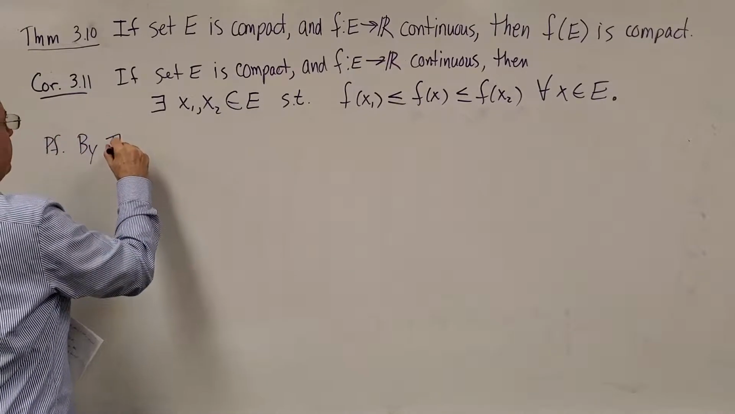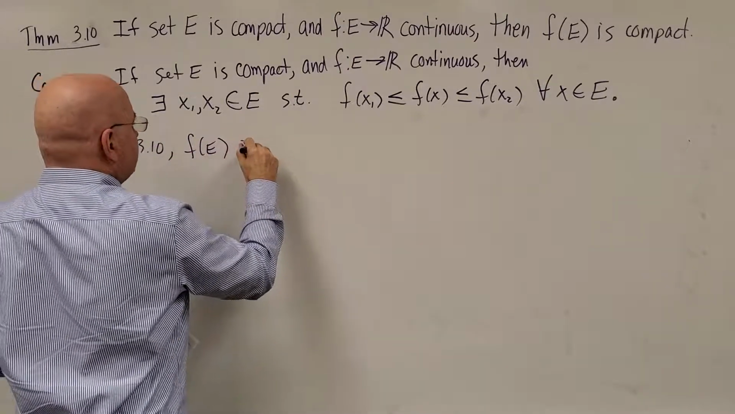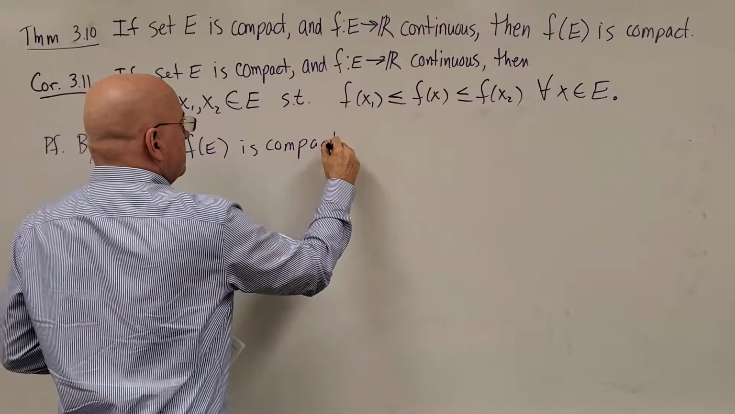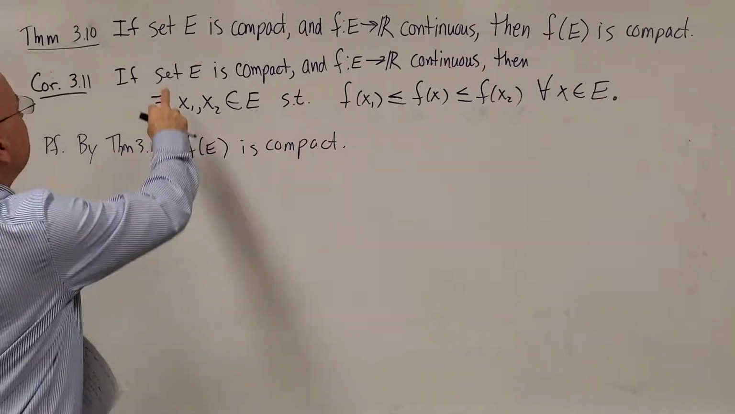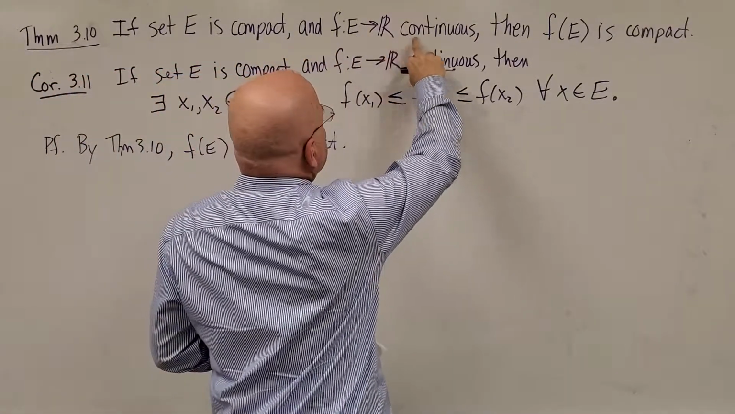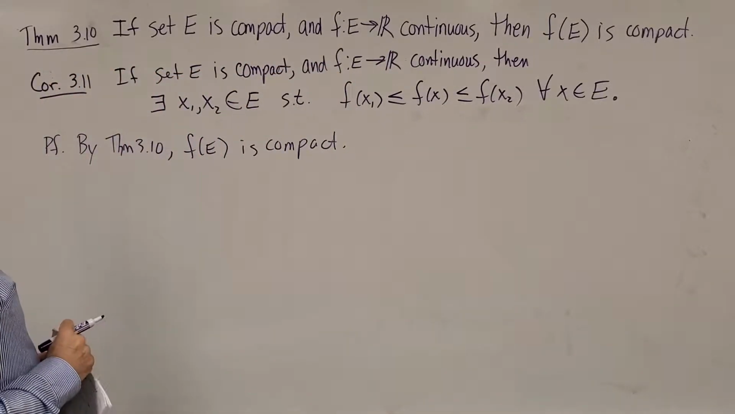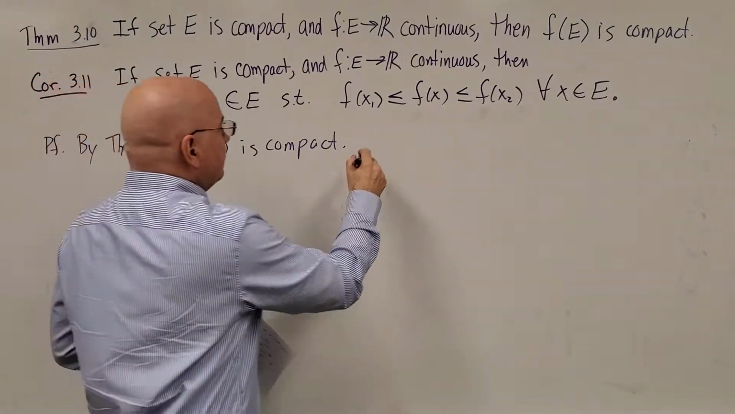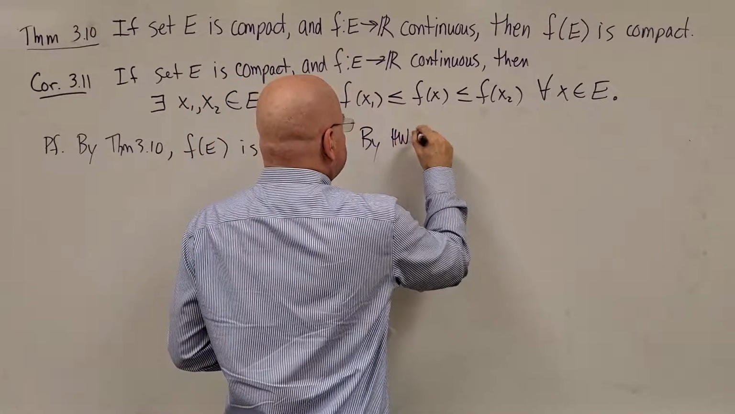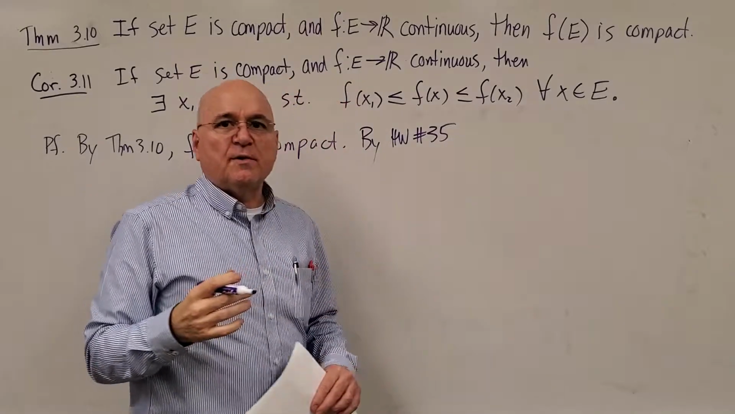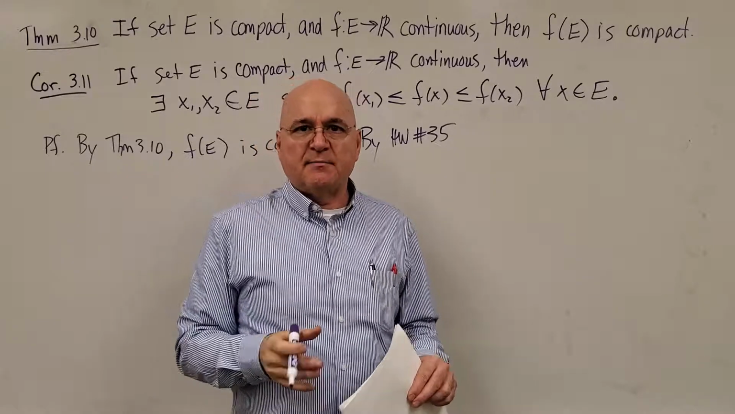By Theorem 3.10, f of E is compact. Notice the hypotheses, the premises of these theorems, are identical. Set E is compact, f mapping E into R is continuous. So we know f of E is compact. Now the reason this is going to be nice, short, and sweet is because by one of your homework problems, you are going to show that every compact set attains its minimum and maximum values.